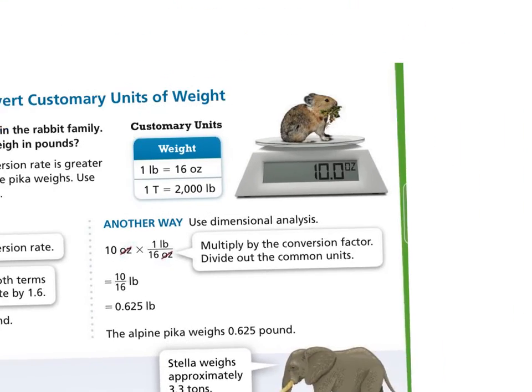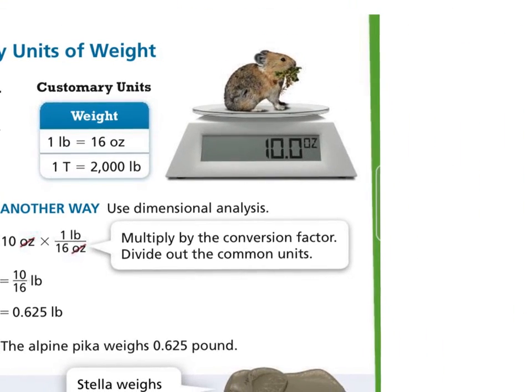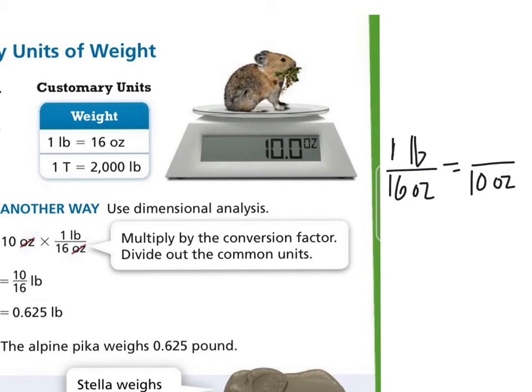So one way would be to do a proportion here. Actually, I do it a little bit differently than the book. What they did is fine. Let me just mention to you how I might do this. I might start out with the conversion. 1 pound is 16 ounces is the conversion that we've been given. And we have 10 ounces, and we're trying to find out how many pounds that is.